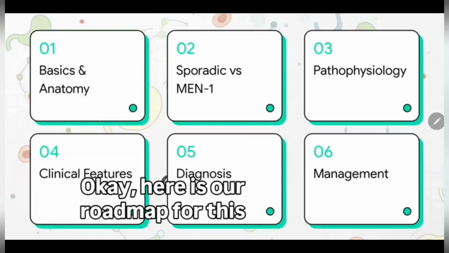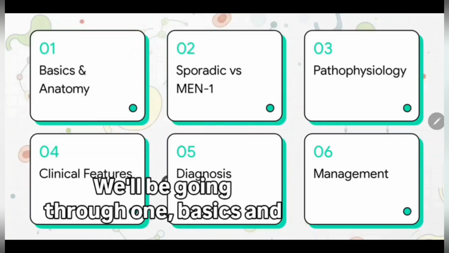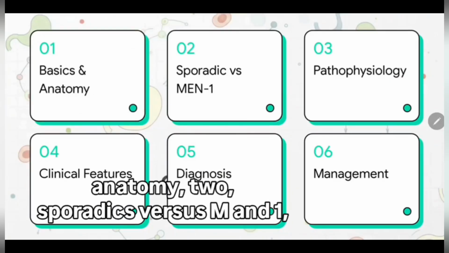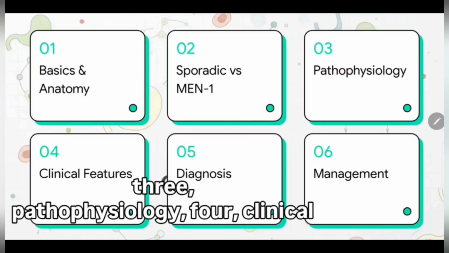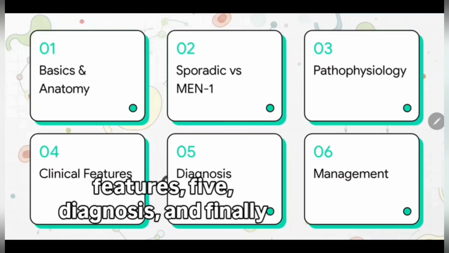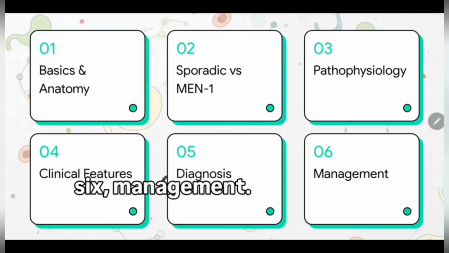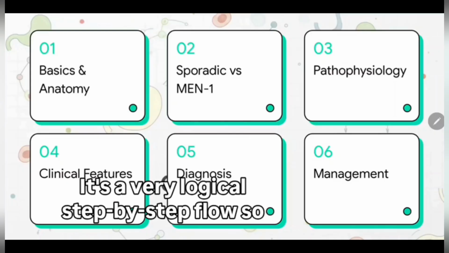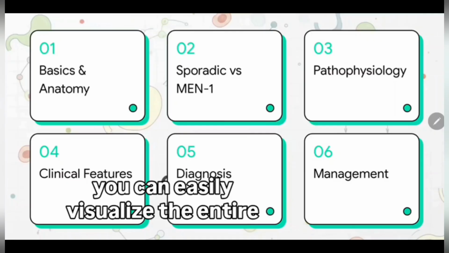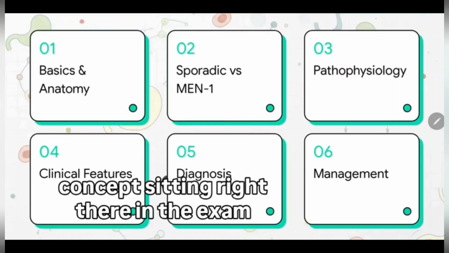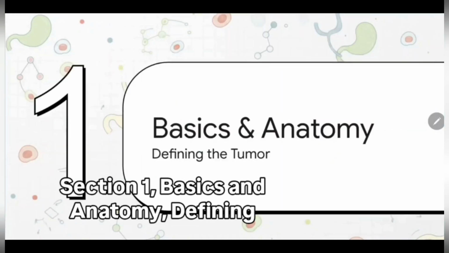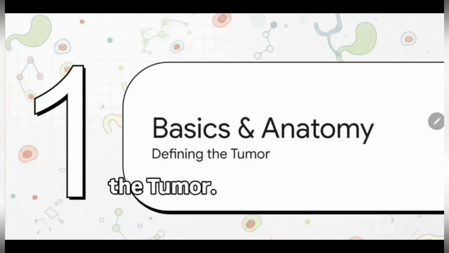Okay, here is our roadmap for the session. We'll be going through 1. Basics in anatomy, 2. Sporadics versus MEN1, 3. Pathophysiology, 4. Clinical features, 5. Diagnosis, and finally 6. Management. It's a very logical, step-by-step flow, so you can easily visualize the entire concept sitting right there in the exam hall.